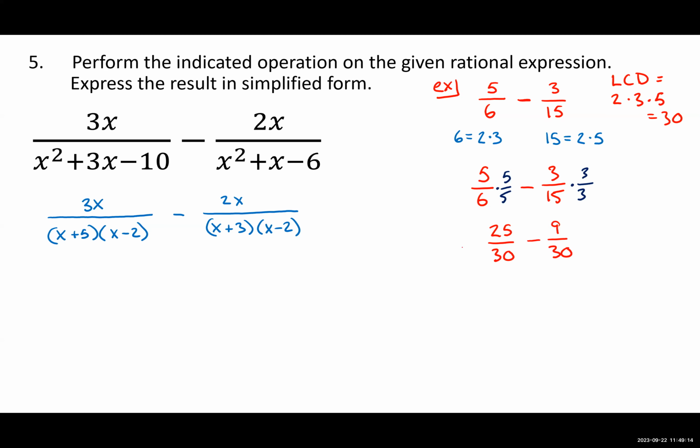Now we could subtract. 25 minus 9 is 16. So we get 16 over 30. We have to then simplify this. 16 is 2 times 8. 30 is 2 times 15. The 2's cancel, and we get a final answer of 8 over 15.